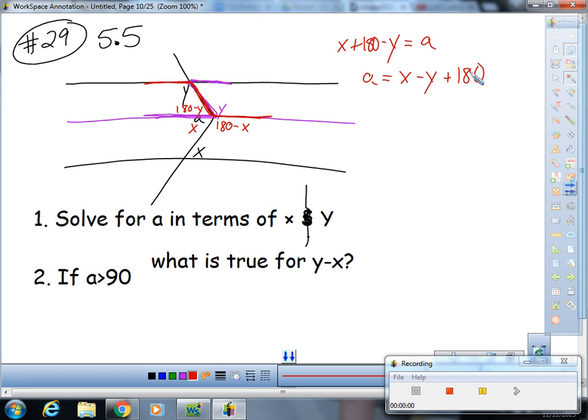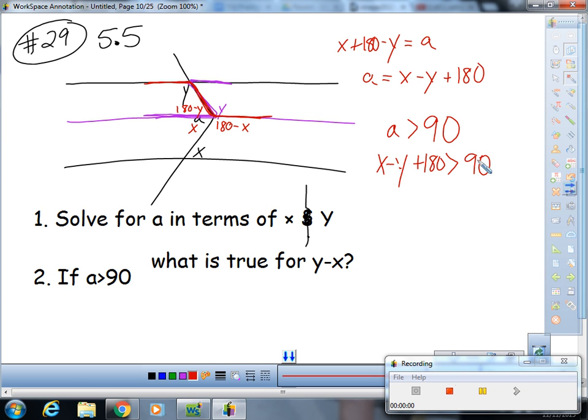All right. If A is bigger than 90, then what is true for y minus x? Okay, we can do this. A is bigger than 90. What kind of teacher do I have in here if I'm sick? What's that called? A substitute teacher. What is that teacher doing for me? Substituting. What would be a good idea to do right here? Gosh, you guys are on fire right now. X minus y plus 180 is bigger than 90.